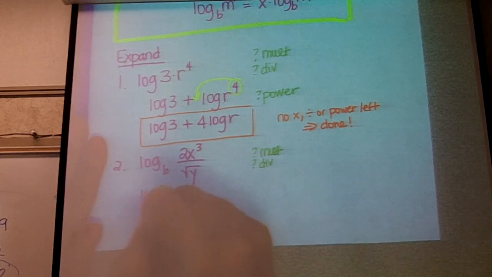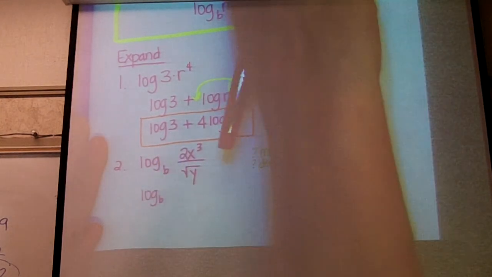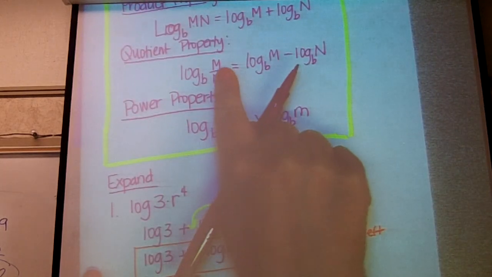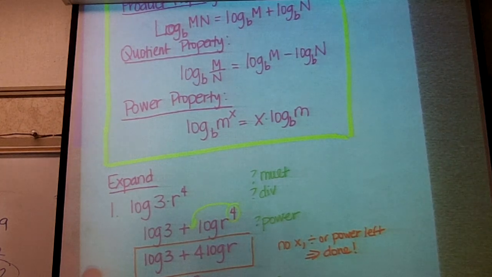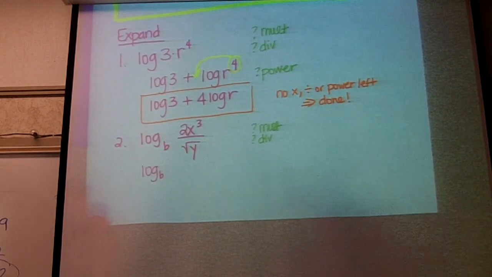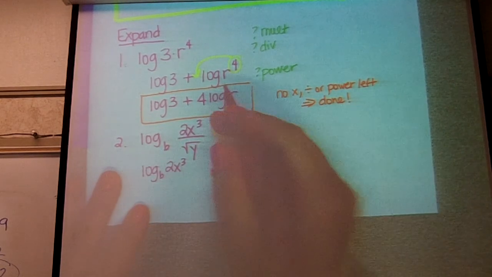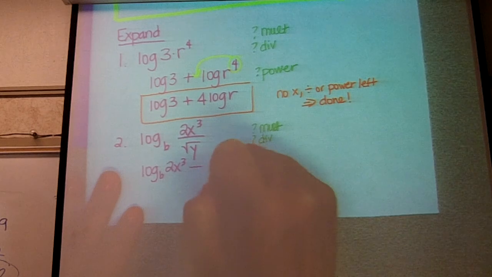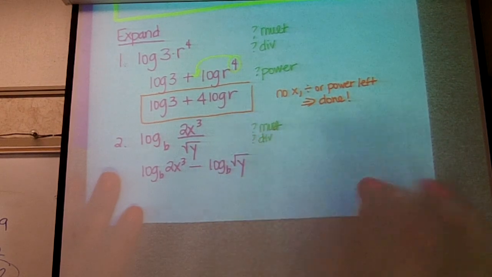So I'm going to take this, and I'm going to take the top, which is the m like in the property that we learned above, minus log of the bottom. So log of the top minus log of the bottom. So in this example, I'm going to have log of the numerator, the top part of my fraction, minus log of the denominator, the bottom part of my fraction. Okay?